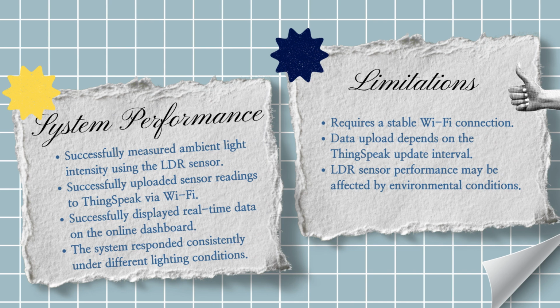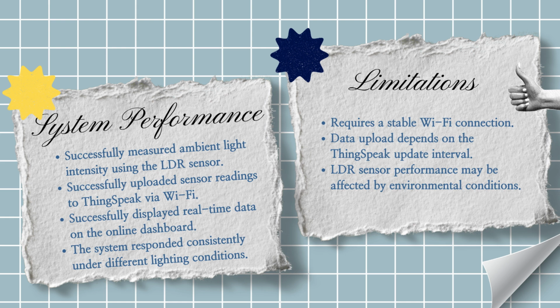Based on the testing, the system performed successfully throughout the experiment. The LDR sensor was able to measure ambient light intensity accurately. The ESP32 then transmitted the data to ThingSpeak using a Wi-Fi connection, allowing the light level to be monitored in real time. The system also responded consistently under different lighting conditions.